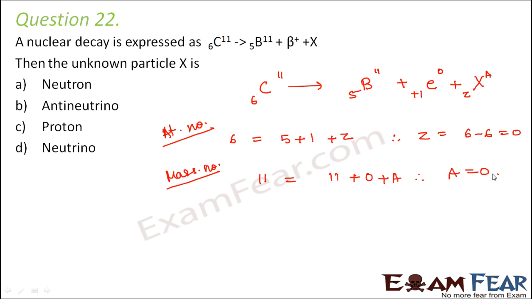That is possible only in the case of a neutrino or antineutrino. So how do we know whether it is a neutrino or an antineutrino? With positrons, that is the positive electron, neutrinos are always produced. Therefore, in this case, the correct option is neutrino with 0 charge and 0 mass.